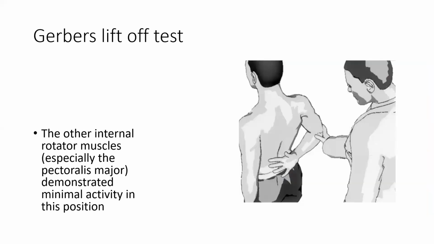And next is Gerber's lift-off test. As shown in the picture, the lift-off test is performed with the hand held in internal rotation in the mid-lumbar region. In this position, the other internal rotator muscle, the pectoralis major, is not recruited, and there is minimal activity of that muscle. This test supposedly isolates the lower part of the subscapularis.